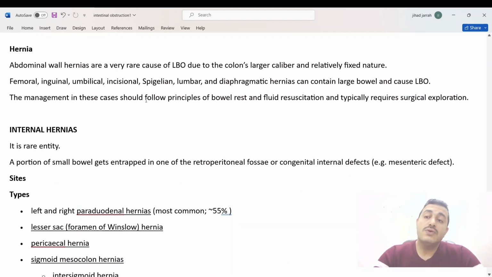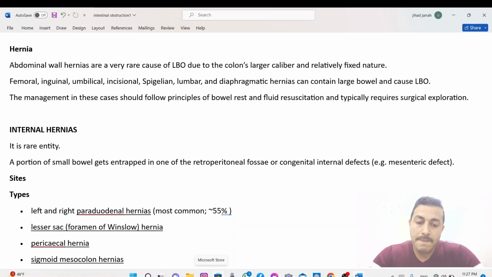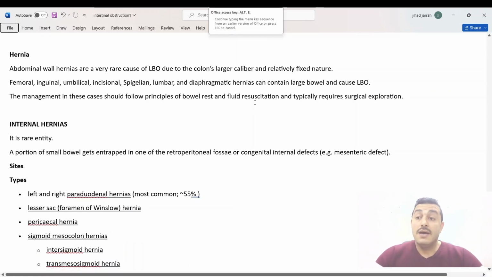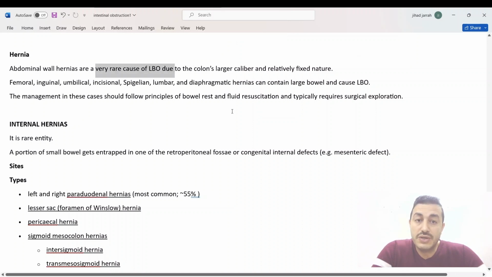About hernia as a cause of intestinal obstruction, we said we will briefly discuss hernia as a cause. As we said, hernia was the most common cause of intestinal obstruction, then adhesion replaced hernia. This depends on the developed country and the literature you review. But if we are talking about large bowel, it's a rare cause of large bowel obstruction.